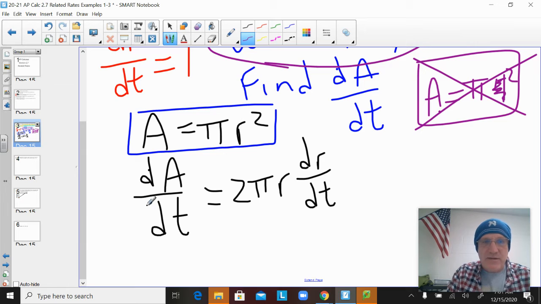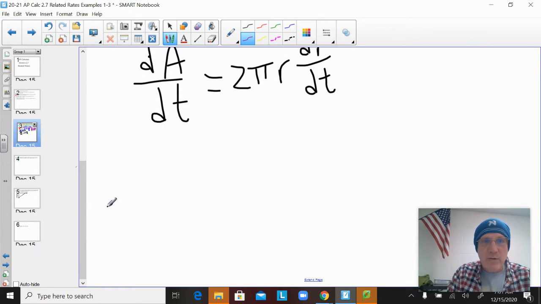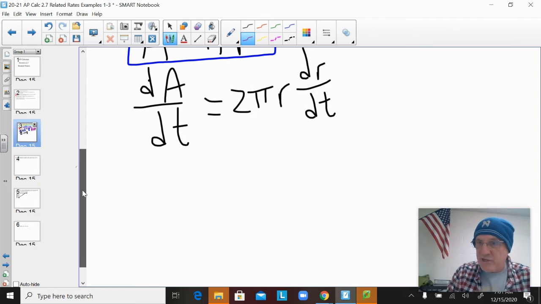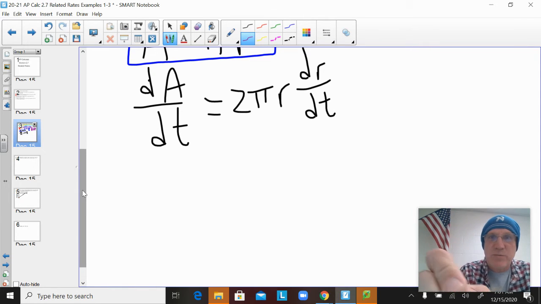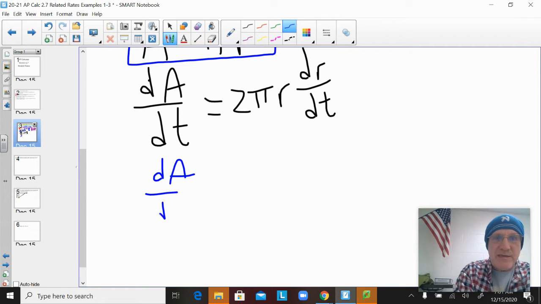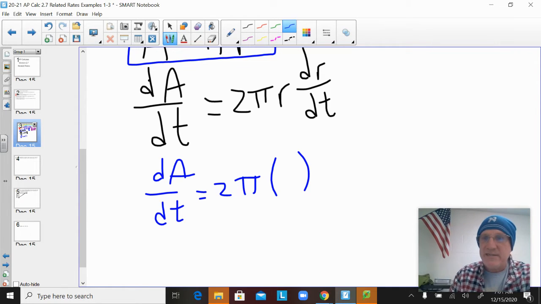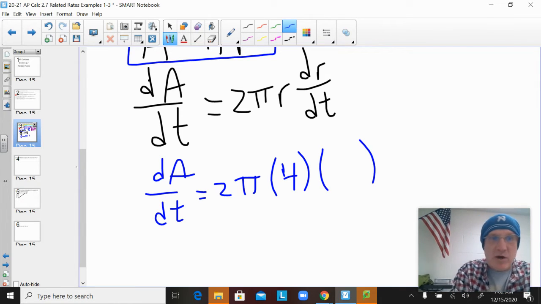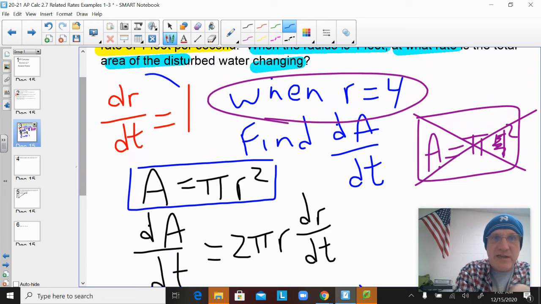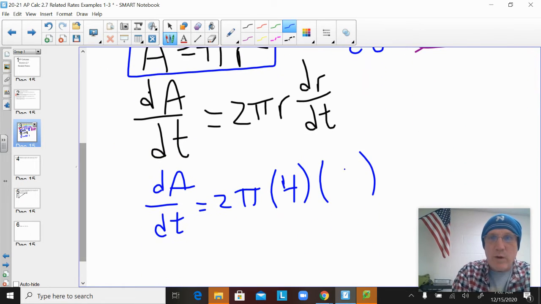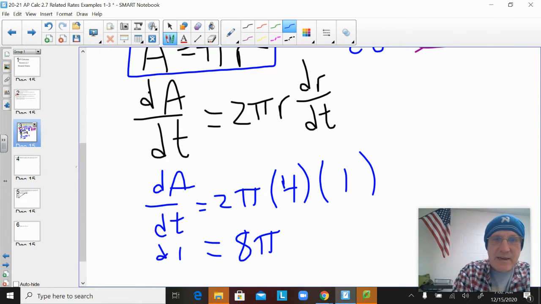Now let's, in fact, I can extend the page here, there we go. Now let's plug in the given information and solve for what it's asking for. This particular question was asking for dA/dt. So dA/dt equals 2 times pi times, now the radius, it said when r equals 4, that's where the 4 goes. And this question also gave us dr/dt. If I scroll back up here, dr/dt was 1. So I plug in 1, and I get 8 pi. The answer is dA/dt equals 8 pi.